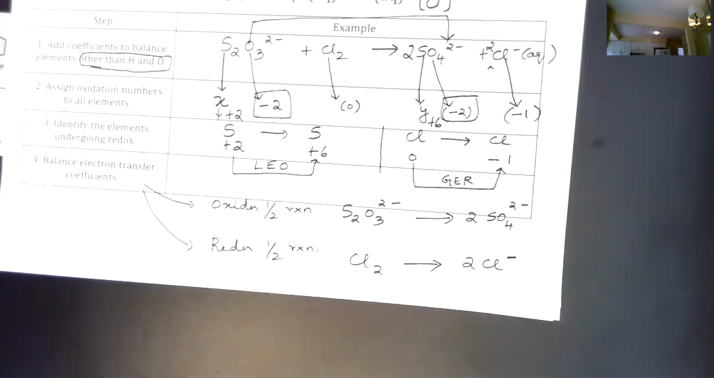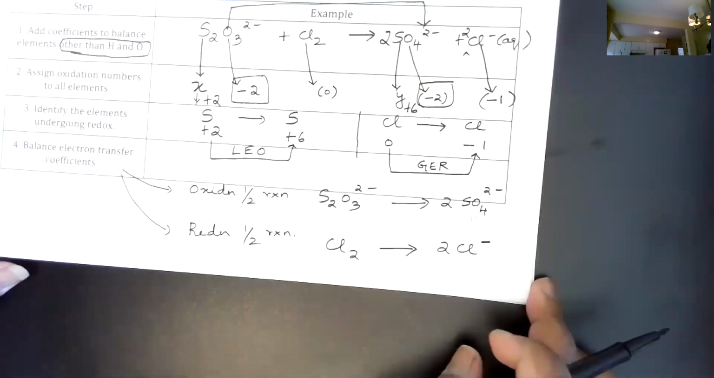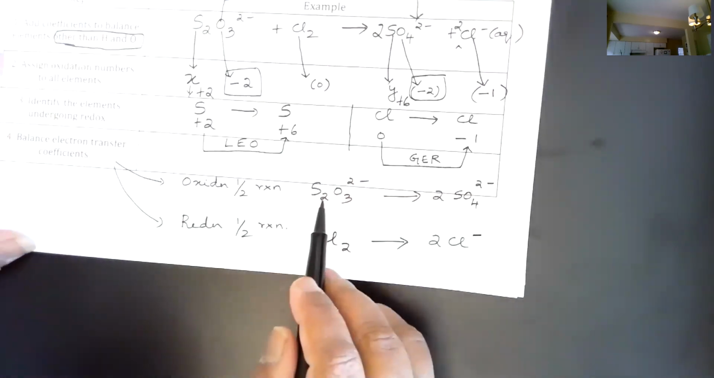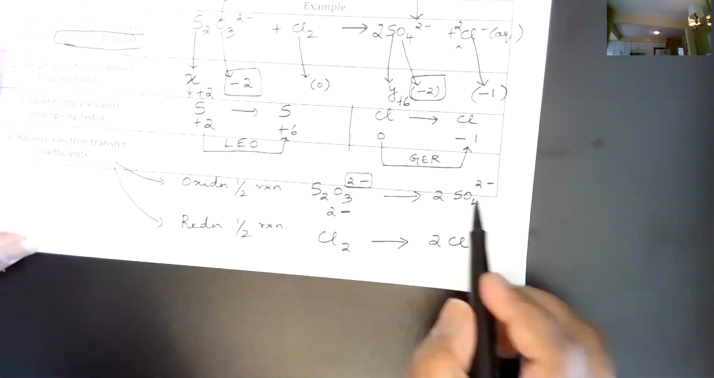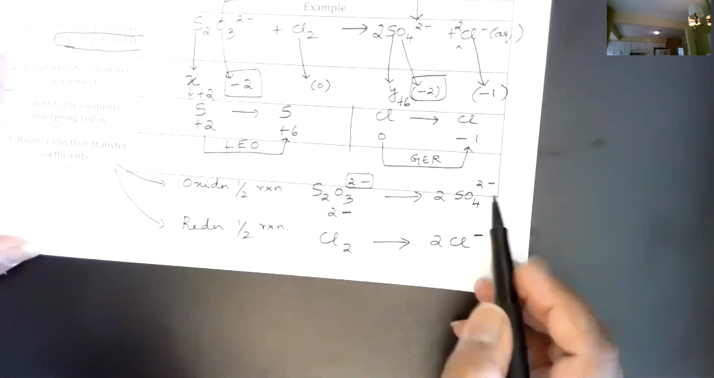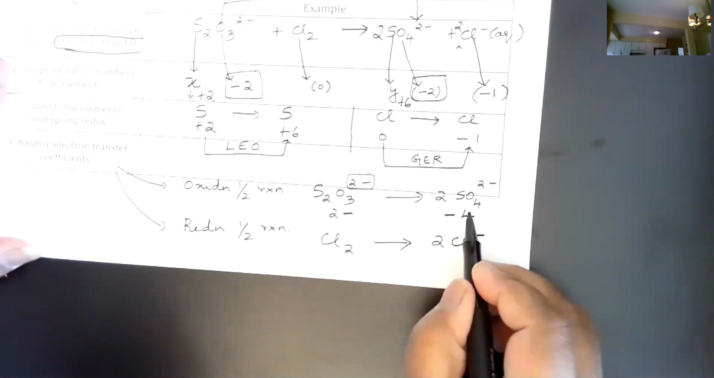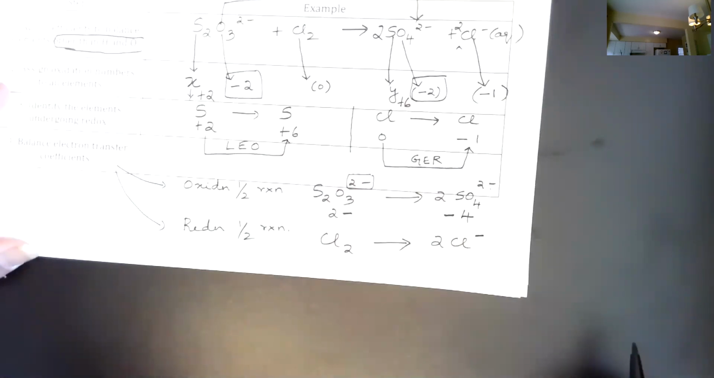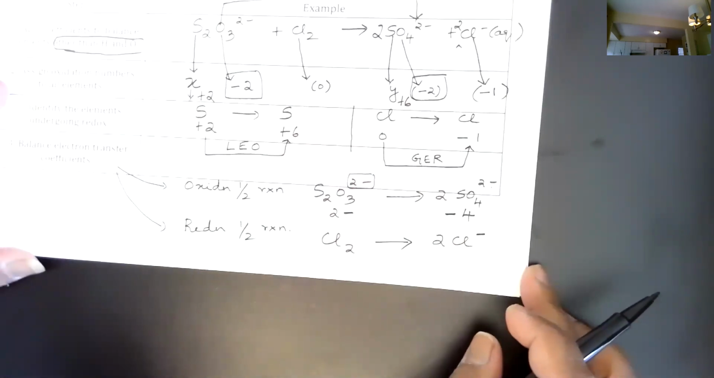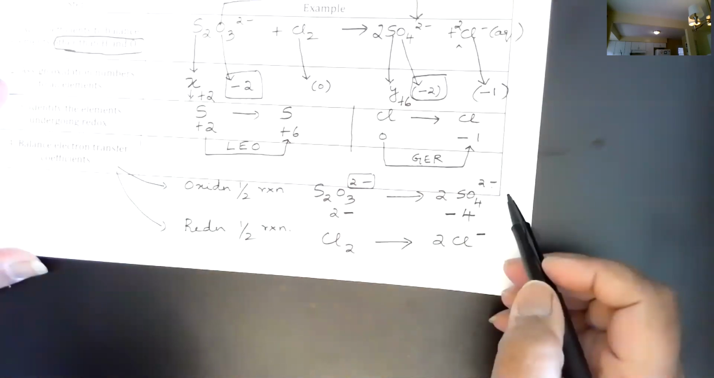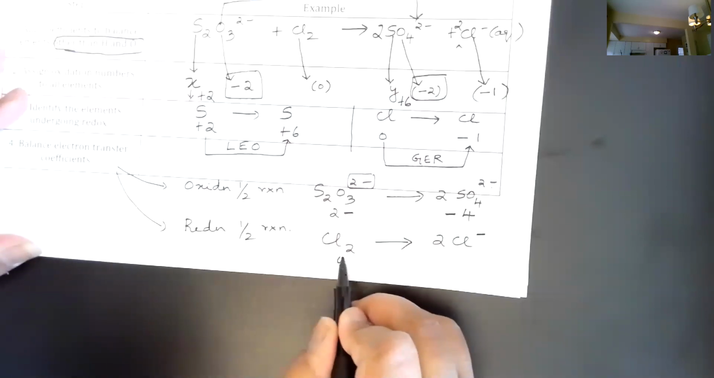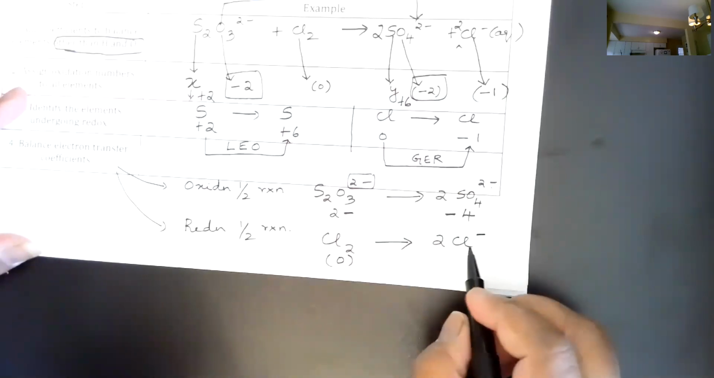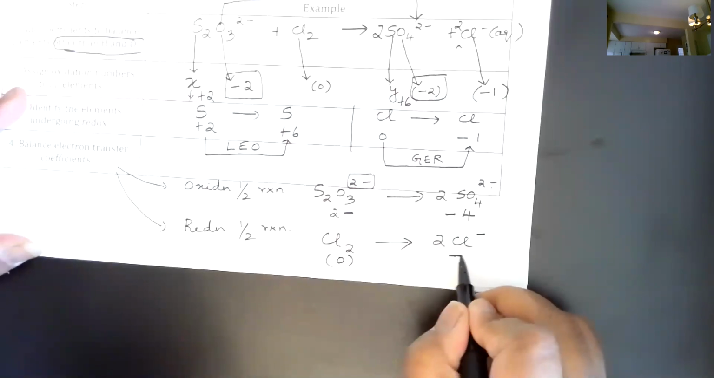Now we have to balance these. How will you balance the charges? This is 2-, right? The charge here. Look at the net charges. There's 2 of these, so that's -4. And this is going from 0 to -2.